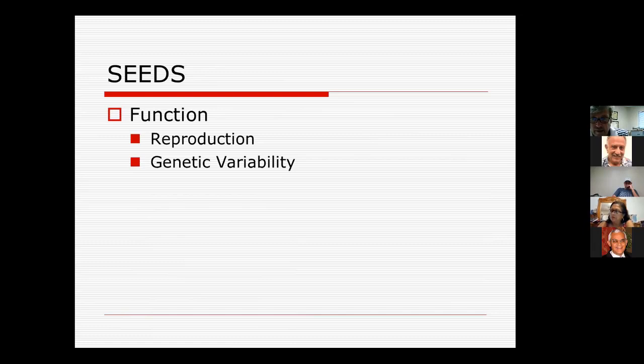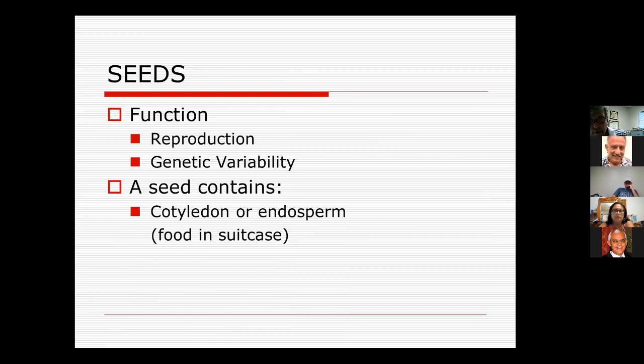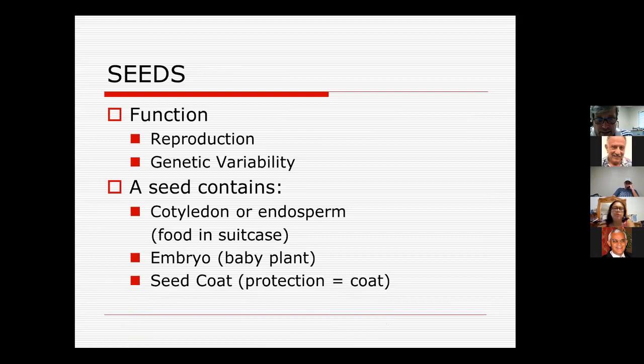And again, that genetic variability. Every seed contains three things. It has an embryo, and it has a seed coat around it for protection, and in the middle it has an endocarp, or the cotyledon or the endosperm. That's the food part. So a seed has to have a food source for that embryo to use until it emerges from the soil, and it has to have the baby plant or the embryo, and then the seed coat.